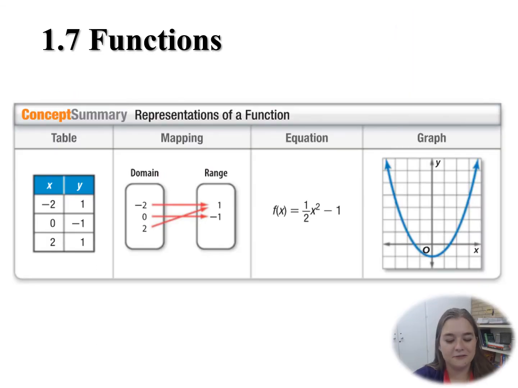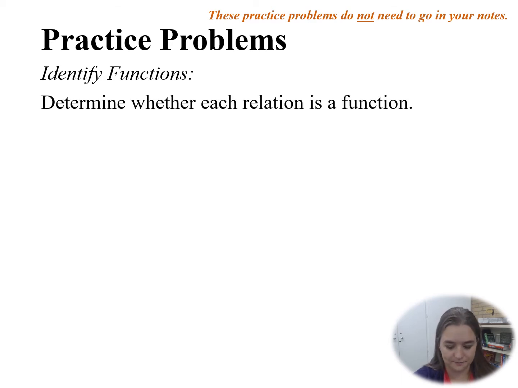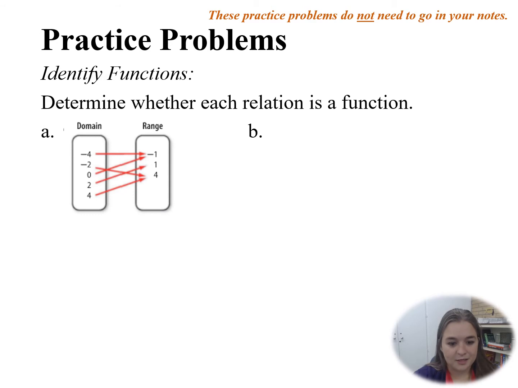So what we have here are the 4 different ways that we've talked about representing our equations, representing our relations. We have a function shown as a table, as a map, as an equation, and as a graph. So we're going to take those ideas now and we are going to practice. These practice problems, the 4 that are going to appear on this slide, you do not need to copy into your notes, but I want you to pay attention and listen as I talk through them. So what we're going to do is determine if each relation is a function.